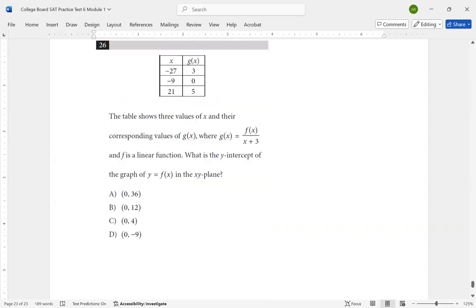So we have 3 points, and we have g of x equals f of x divided by x plus 3. And I know f of x is a linear function. That means I can write f of x as equal to mx plus b. That's the slope-intercept form of a linear function. And that also means that g of x is equal to the fraction, whatever mx plus b is, divided by x plus 3.